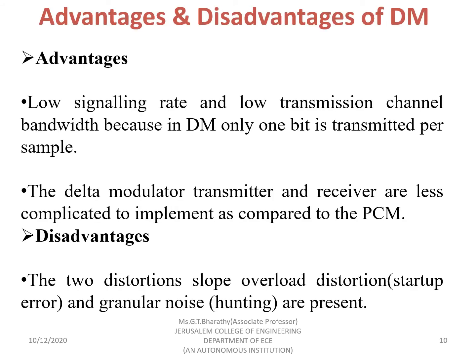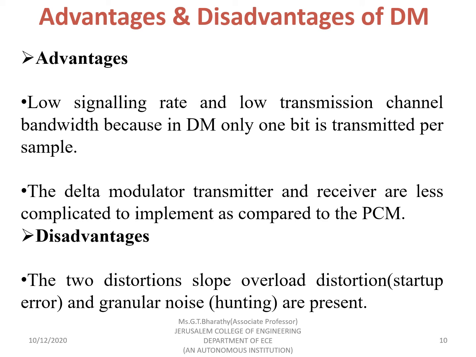Advantages and disadvantages of delta modulation. The advantage is that only one bit is transmitted per sample, so the bandwidth requirement will be very less. And it is less complicated. It requires only an accumulator, so the complexity of delta modulation is very less.